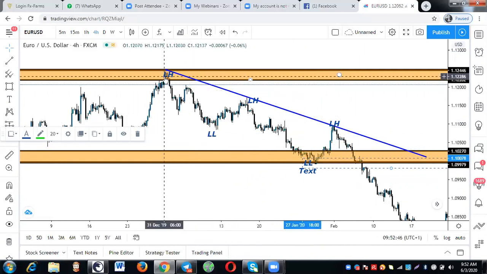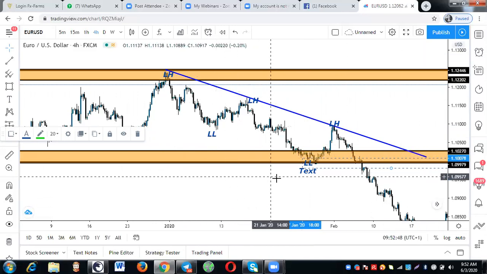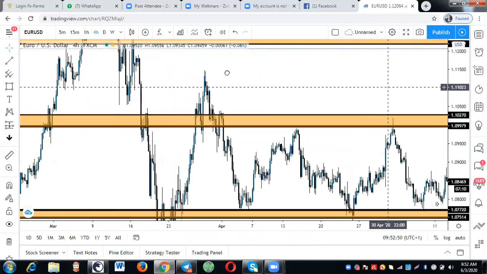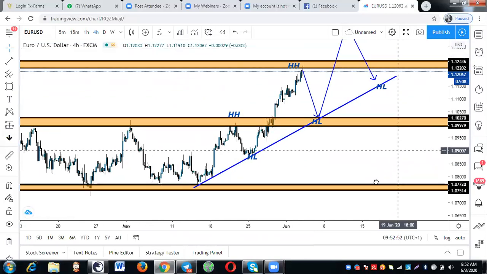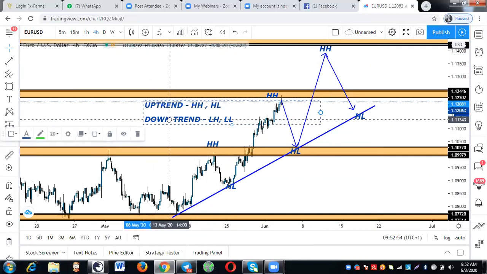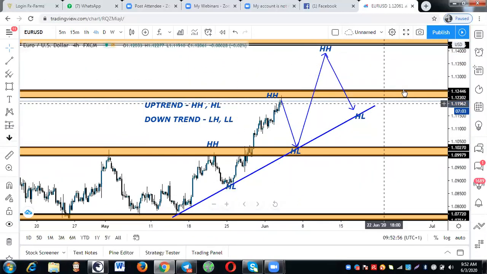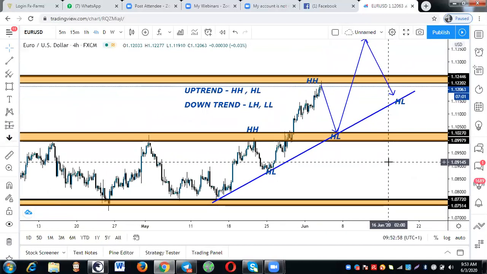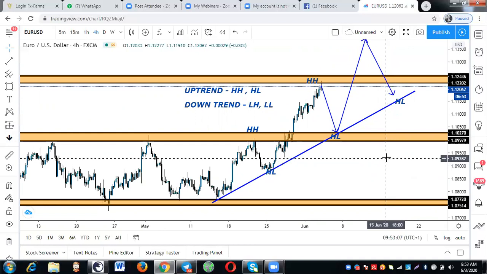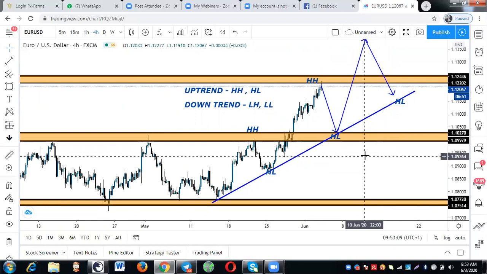All right, so this is a downtrend. Now the first one we did was an uptrend, higher highs, higher lows. So now the trend line is used as a diagonal support and resistance, because whenever price comes there, price reverses.